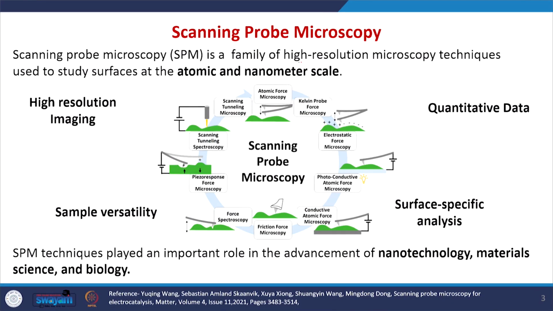Let us see what scanning probe microscopy is. Scanning probe microscopy is a high resolution microscopy used to study surfaces at the atomic and nanometer scale. By using scanning probe microscopy, we can get high resolution images and quantitative data, we can do surface specific analysis, and we can use any kind of sample. That is the advantage of scanning probe microscopy. Under scanning probe microscopy, there are several types of microscopy, and in today's lecture we are going to learn about scanning tunneling microscopy and atomic force microscopy in detail.